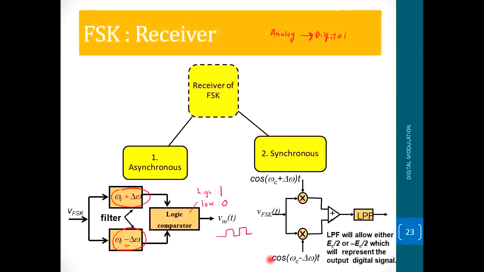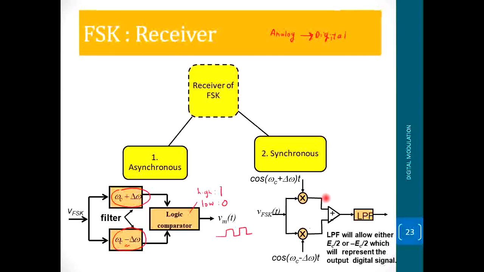The second method is the synchronous receiver. For the synchronous receiver, the FSK signal will be multiplied with the signals cos(ωC + Δω)T and cos(ωC − Δω)T, and after that both of these outputs will go through the difference.